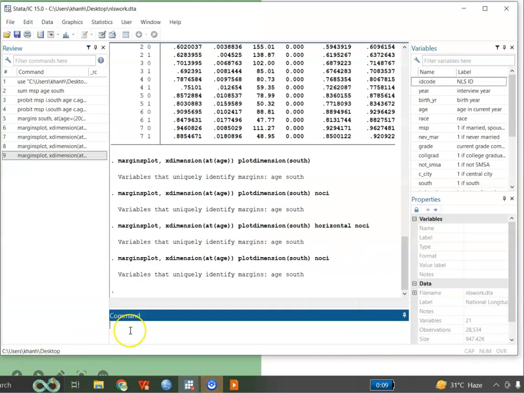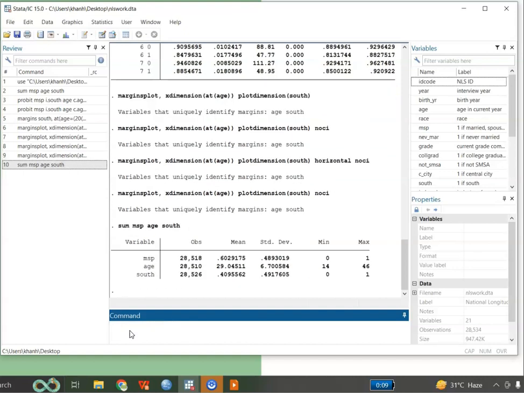In order to fit the Probit regression model and interpret its result, let me go to the data file in STATA, where I have already opened my file. First of all, I am telling you about the variables that I am going to analyze. MSP is my binary categorical variable, and it is equal to 1 if a person is married and his or her spouse is present. I am taking age, which is a continuous predictor variable, and another categorical variable, south, which is equal to 1 if a person lives in the south, 0 otherwise. So this is the summary.